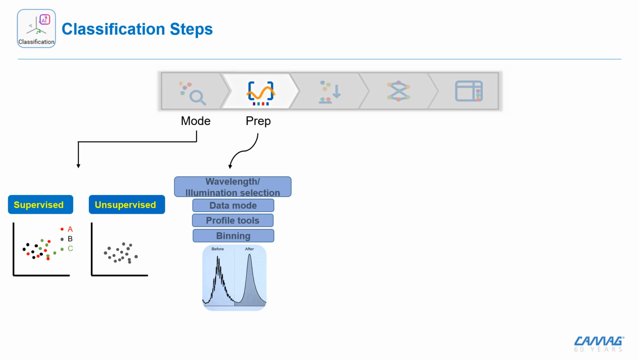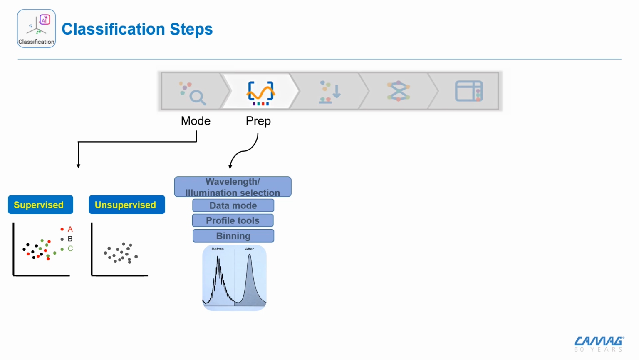The wavelength illumination selection. This option lets you specify which wavelengths or illumination from a given measurement step should be used for classification. You need to pick the wavelengths where your real samples look different from the fake ones. Multiple selections are also supported. This is particularly useful when different wavelengths carry complementary information.